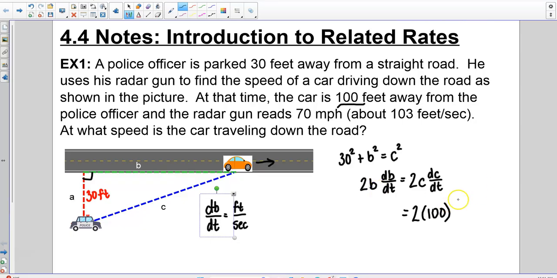So we want to use the 103 right there because our measurements are in feet. We don't want to use 70, because that is measured in miles per hour, so it's not the same units that we're using. So we'll take that. I think we're going to be off just a little, right?